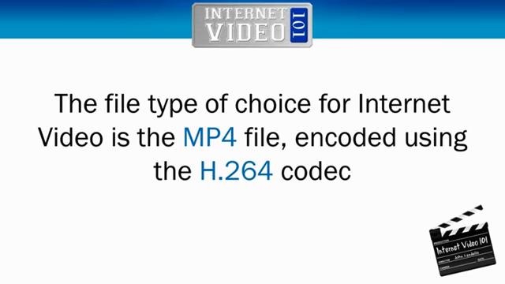So again, a bit of information that's important to be aware of. You don't necessarily need to understand it in a lot of detail, but you really, really need to be aware of it. And you'll see later on when we get into the real production techniques why it's important. The file type of choice for internet video is the MP4 file. But specifically, it's an MP4 file encoded using something called the H.264 codec.